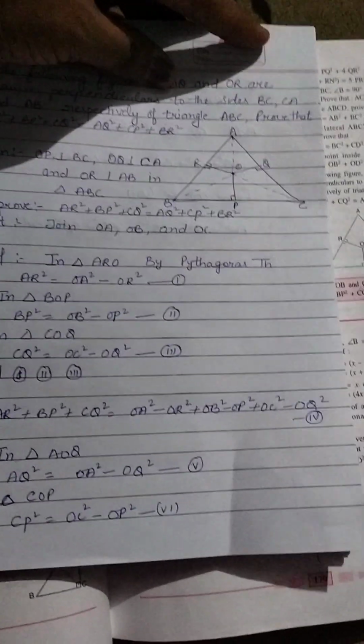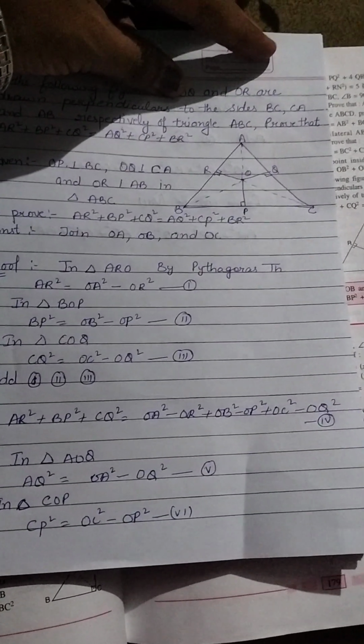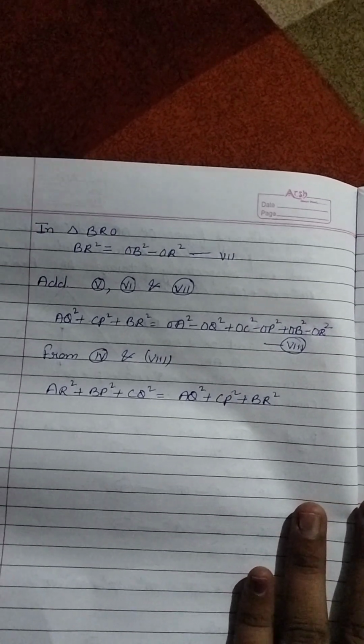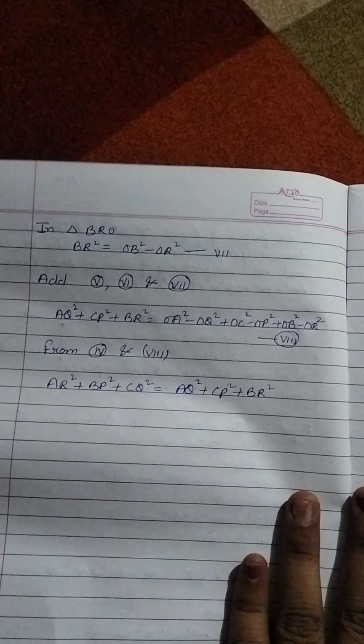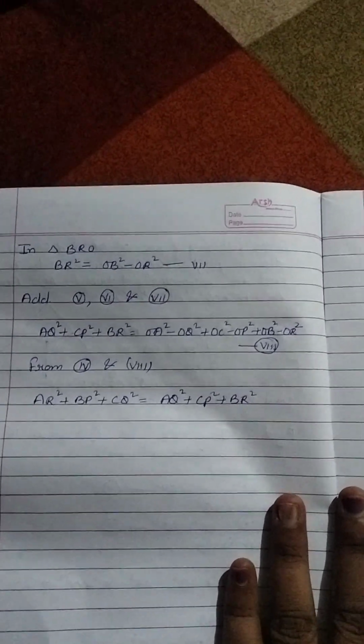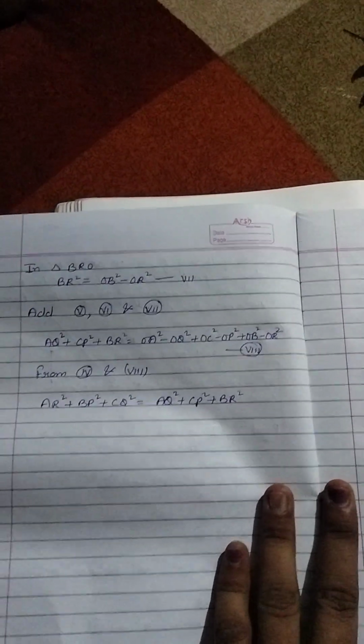See, we have this fourth equation and this eighth equation are equal. So we equate them. So AR square plus BP square plus CQ square is equal to AQ square plus CP square plus BR square. By this we have solved these questions.